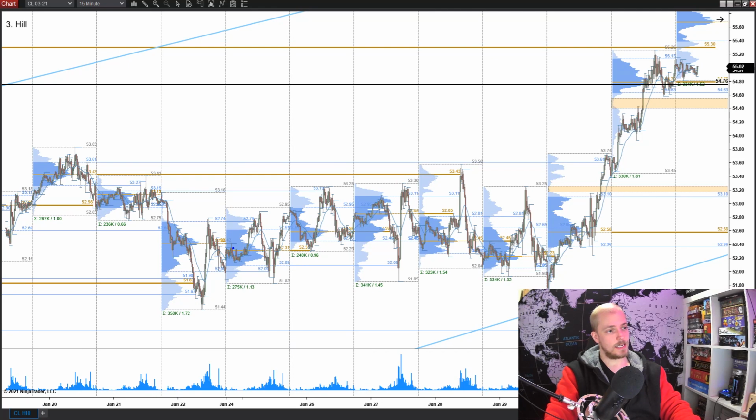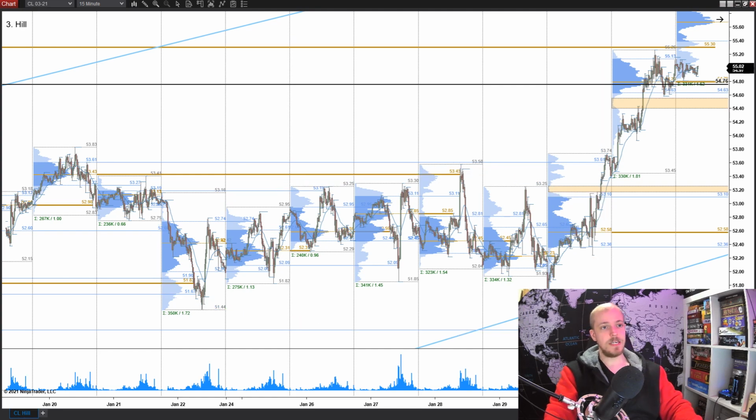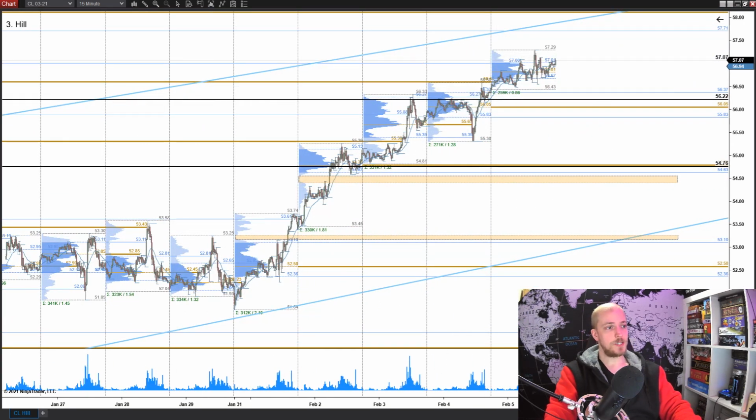Like here, as an example, we had a POC that built and, well, didn't get very far. The next day had a POC here. The next day, POC was here. Next day here. Next day, it was actually a little lower. The next one was there. The next one was there. You'll see they're all clustering together. There's a huge amount of volume that's taking place here. And then the market broke further up. That's giving us a really big clue in terms of what happened here.